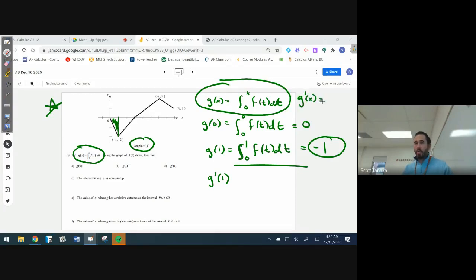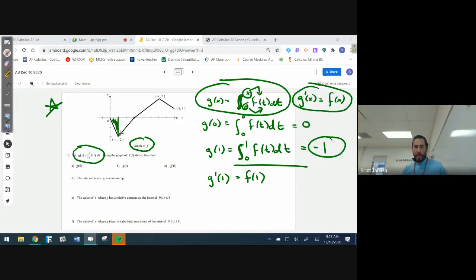Now, I really hope you guys know that G prime of X would be the derivative of an antiderivative, which means you use the FTOC. If I plug an X in, it just becomes F of X, and then I take the derivative of X, which is 1. If I plug in a 0, that would be a constant, and if you took the derivative of a constant, it just goes away. So G prime of X is really just F of X. So G prime of 1 is really just F of 1.